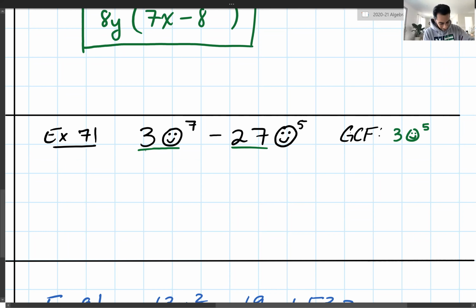We're going to divide by 3 happy face to the 5th, all over 3 happy face to the 5th. So we end up with 3 happy face to the 5th as the factor on the outside of the parentheses. What would be the term inside the parentheses? What are we left with?